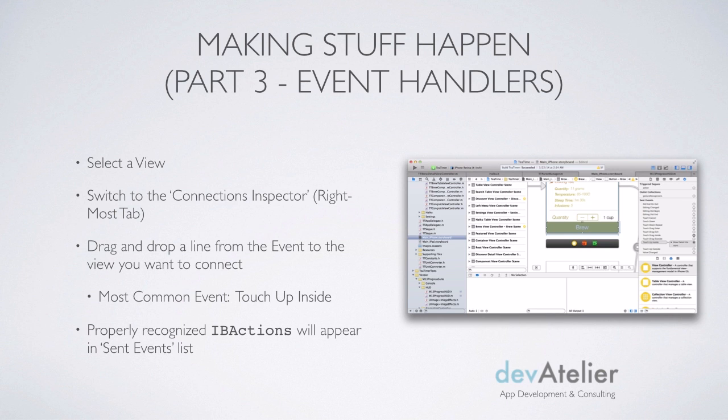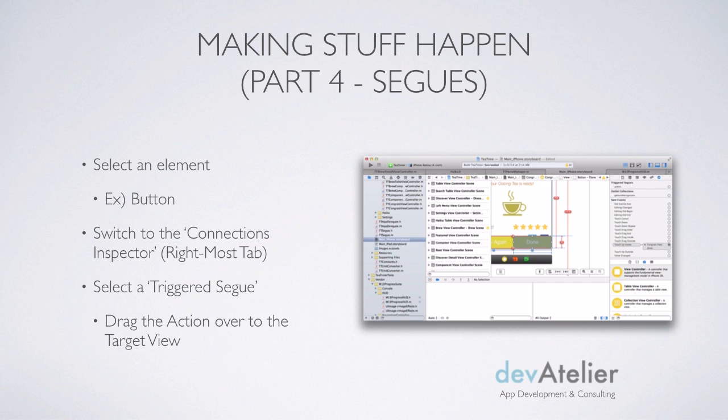Part 4. We've made it this far, right? We can keep going. Segues. So how does this work? You know how we were able to click on the button and then set the action for the button? In our case, we were changing the text in the text label.